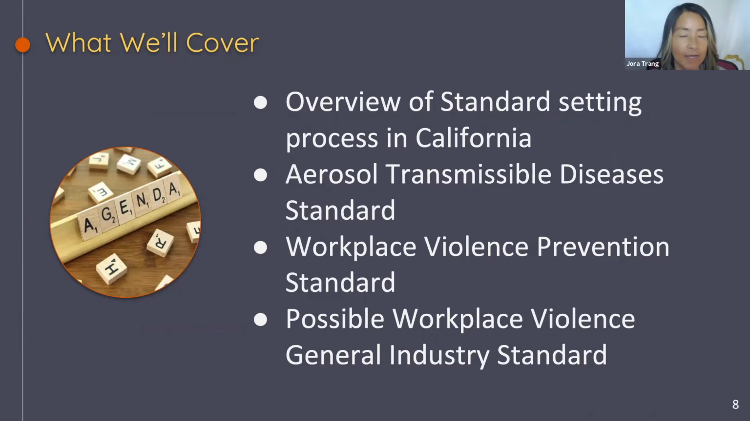So today, what we're going to cover is a brief overview of the standard setting process in California, so you kind of understand what it looks like. We often engage multiple organizations to help us push standards forward. These are so important to protect workers' rights, especially as you all have seen under the pandemic. They're extremely important to ensure that workers have protections in the workplace from injury, illness, and death.